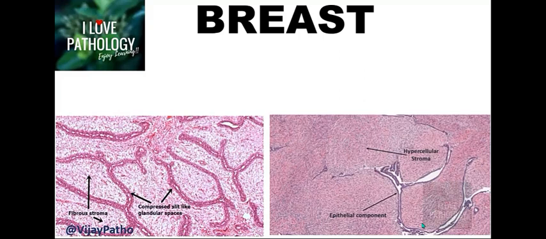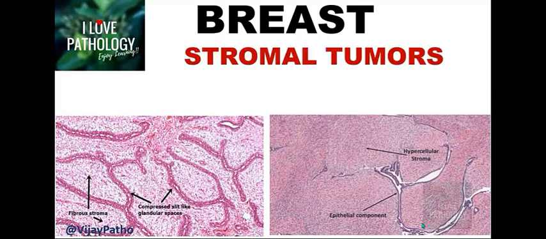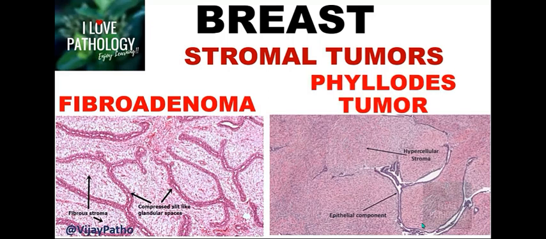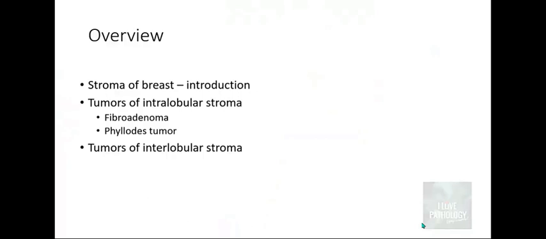This is part 3 of the breast pathology series, which I am covering for the undergraduate medical students. In this part, let's learn about the stromal tumors of the breast, the benign stromal tumors of the breast, which include fibroadenoma and Phyllodes tumor. This is what we'll be discussing in the next 5 to 10 minutes.